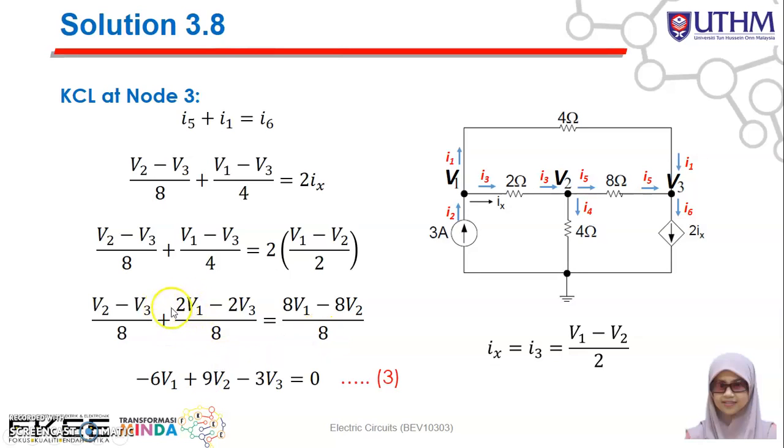Then we can further simplify it. So here I have 2V1 minus 8V1 become negative 6V1, plus, for V2 we have 1 minus 1 plus 8 will be equal to 9V2. So here I have negative V3, negative 2V3. So finally I have negative 3V3 here. So this is considered as equation number 3.